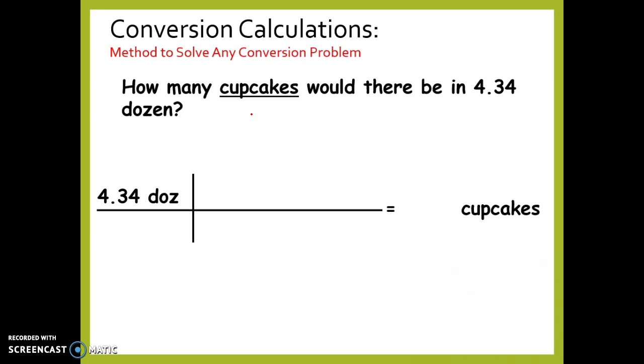So the next thing we need to figure out is, what goes in this empty space right here? What are we going to put? Well, the first thing we need to think about is, what are we given? We are given dozens, so we're going to put dozen on the bottom. Why are we going to put dozen on the bottom?